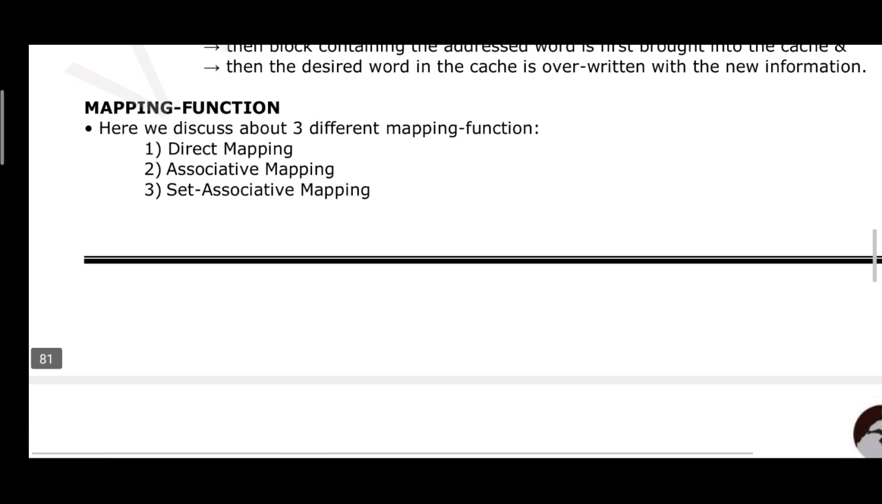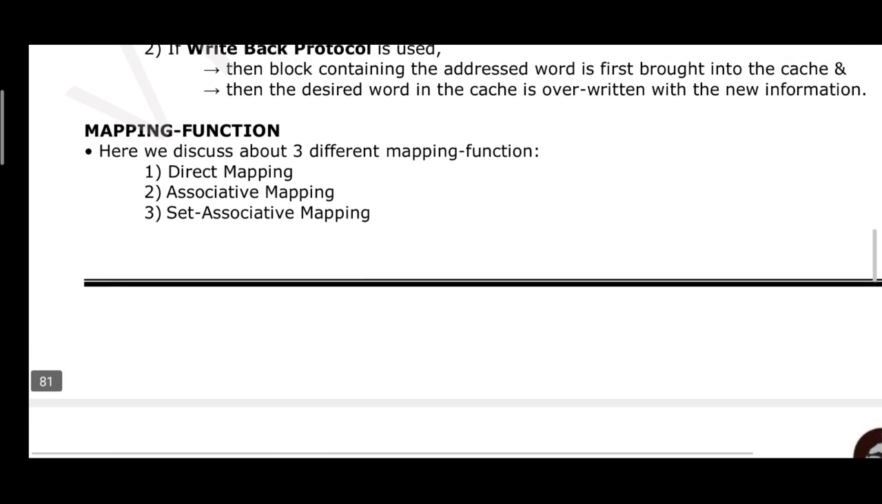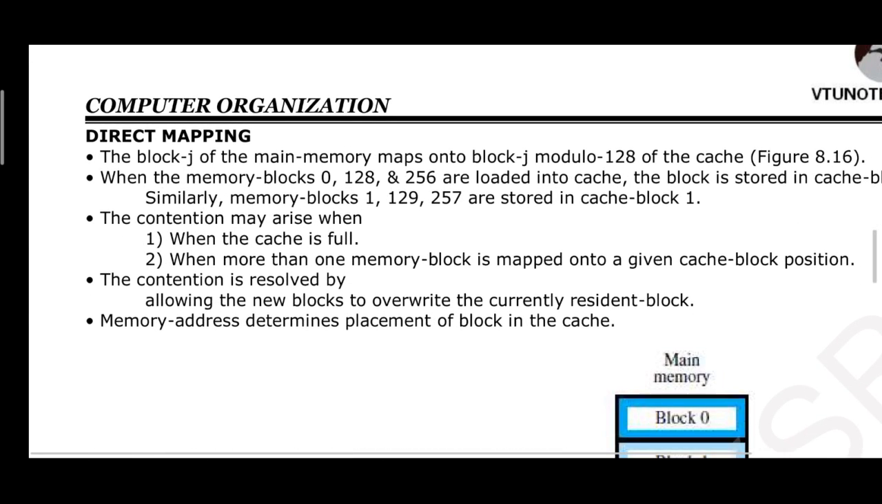Only a certain amount of data can be placed at any interval. Once the cache is full, you should go for a replacement algorithm. Replacement means you delete certain data from the cache and fill it with new data. For the mapping function, there are three types of mapping: direct mapping, associative mapping, and set associative mapping.